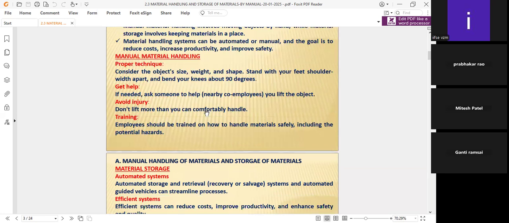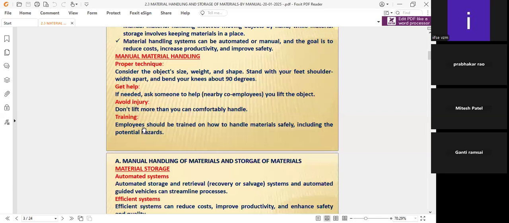There are some laws on the minimum weight to be carried or handled by men or women. That will be discussed in the coming slides. But to avoid injuries, don't lift more than you can comfortably handle. Though it may be 25 kgs or whatever is mentioned in the coming slides, even if you can handle beyond 25, you have to see that you handle comfortably. This point is to be kept in mind while lifting material more than you are capable of handling with the hands.